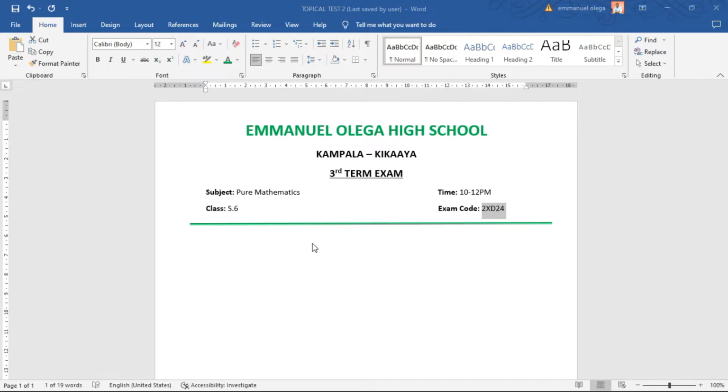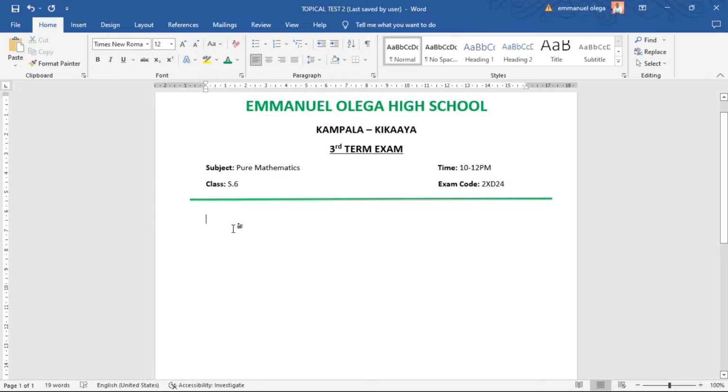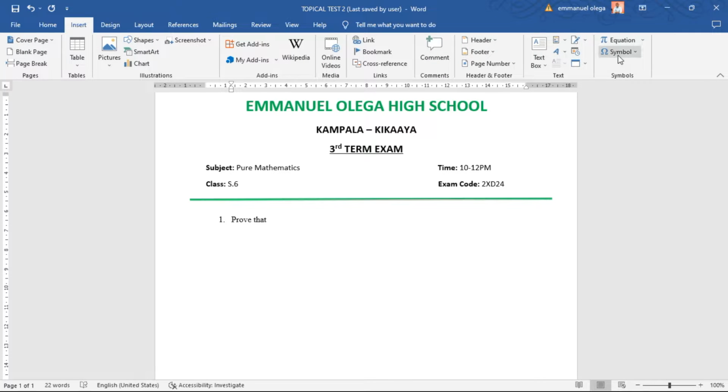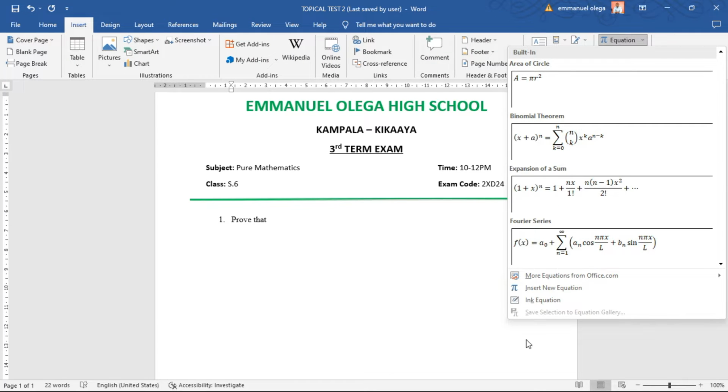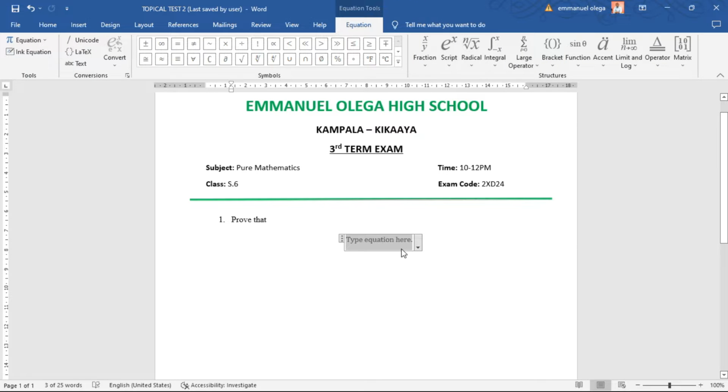So we're going to write a test. As you can see here, I have a test that is incomplete, but I'm going to just type in some words. The first one I'm going to type is prove. So this is going to be my first question. Inside here, I want to insert some equation. So I'm going to go to my equations here. I'm going to insert new equation.